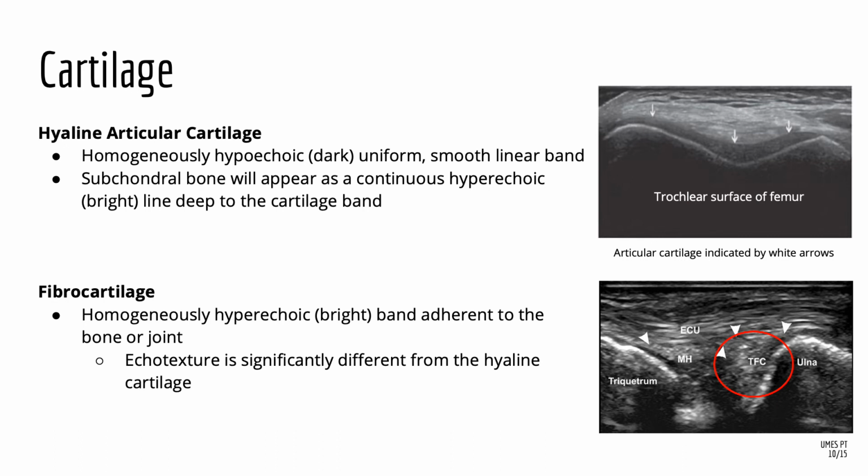So then you have the fibrocartilage. It's homogeneously hyperechoic, so bright, completely different, and it's adherent to the bony joint. So the echo texture is significantly different from hyaline cartilage because one is dark, one is bright. In the second picture, it shows you the triangular fibrocartilage complex, which has a much different texture than the picture above.